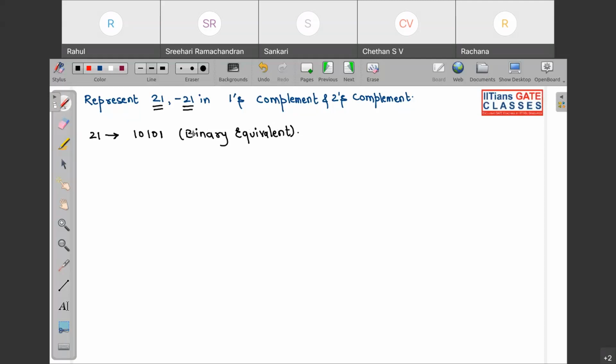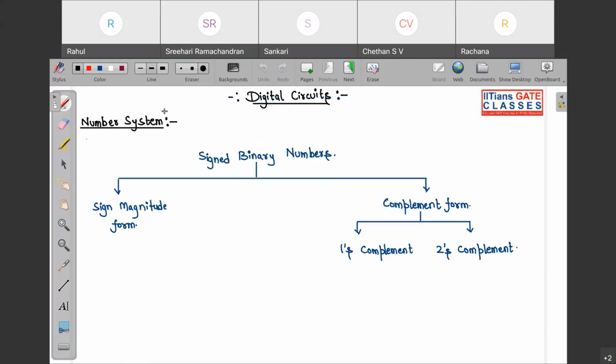Now, there are a few things. How can you differentiate a positive number and a negative number in binary? That we need to study. Has anyone got the answer for 21 and minus 21 in 1's complement and 2's complement? Nobody got it? Okay, then let us start the discussion now. In any digital circuit, especially in ours, we use a special kind of number system, that is your binary number system.